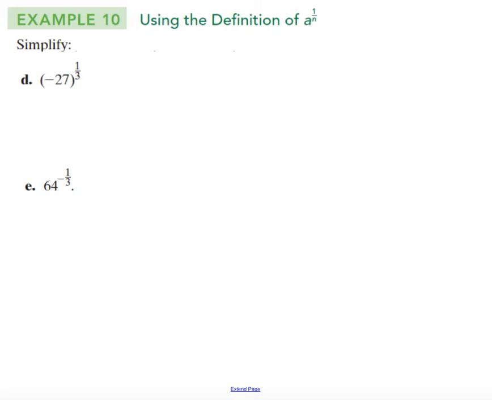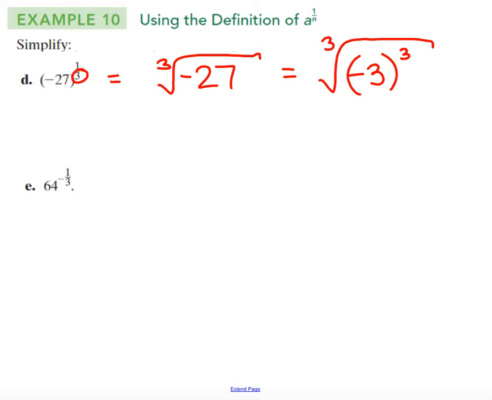All right, a few more. -27 raised to the 1/3 power. So -27 goes underneath. Index is a 3 because it's a cube root. So now we look at how you can reduce -27. -27 can be written as -3 times -3 times -3, or -3 all cubed. All right. Now, this is an odd number, so we do not have to worry about taking the absolute value of this one to simplify it. So our final answer is just going to be -3.